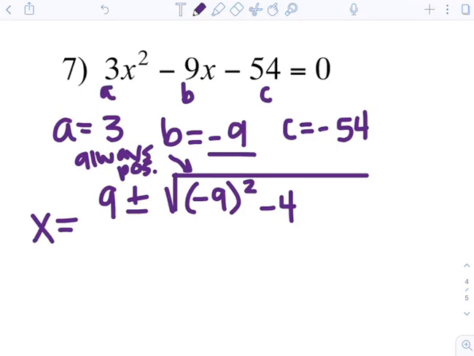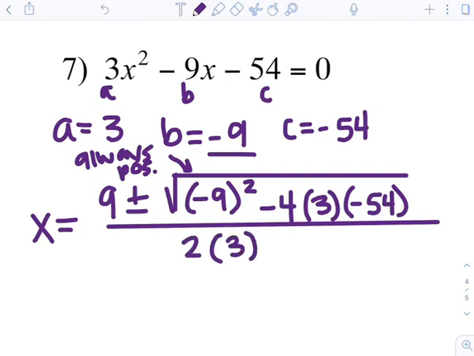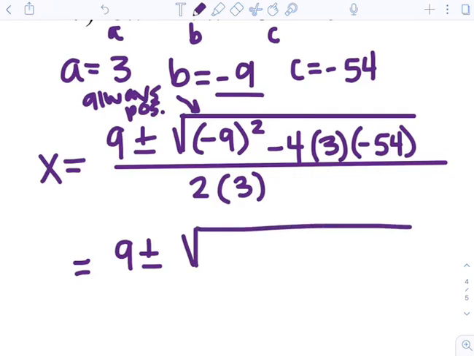The 4 is always going to be there, times a, which is 3, and c, which is -54, all over 2 times whatever a is, and in this case, a is 3. So once you plug it in, literally all you're doing is calculating this out. I'm going to start with the inside of my square root first.